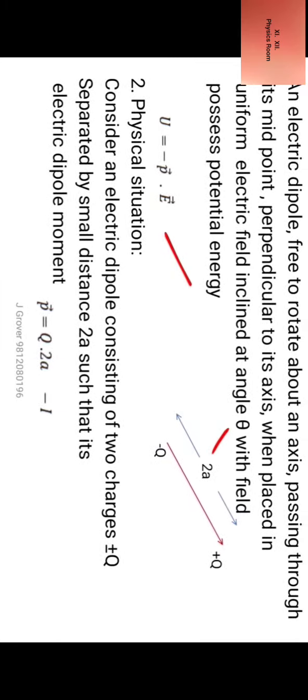Now let us develop a physical situation. Consider an electric dipole consisting of two charges plus minus Q. This is plus Q, this is minus Q, separated by a small distance 2a such that its electric dipole moment P is equal to Q into 2a. Mark it as equation 1.